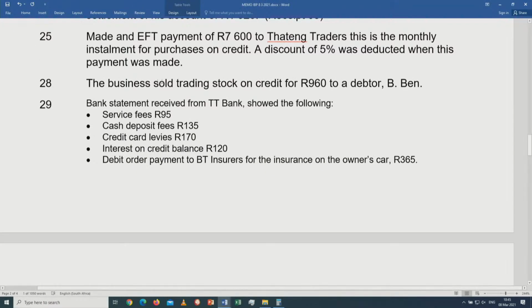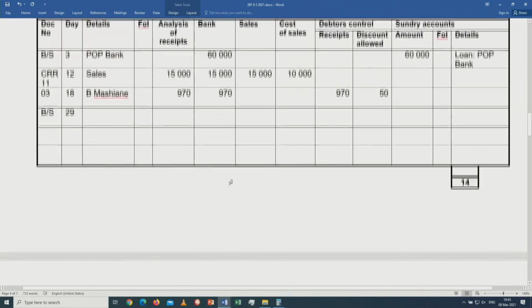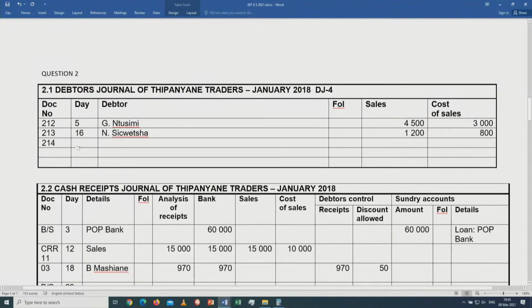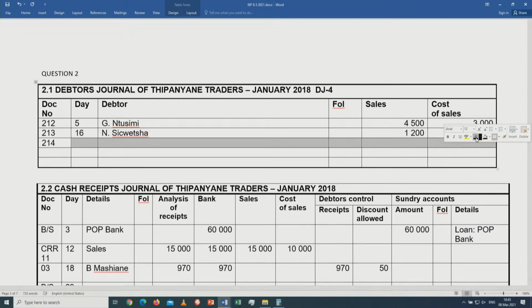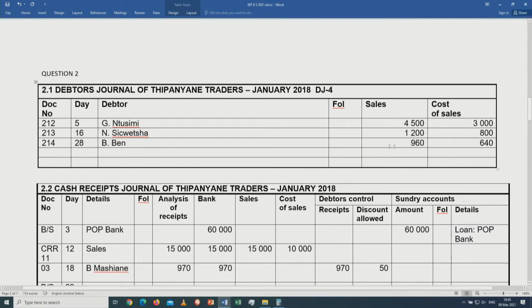A business sold trading stock on credit for 960 to a debtor, B Ben. When you sell on credit, you are selling to your debtor, therefore you must record it under the debtor's journal. Let's go to our debtor's journal. Here is our debtor's journal. Who are we selling it to? We are selling it to Ben on the 28th. We are selling it for how much?